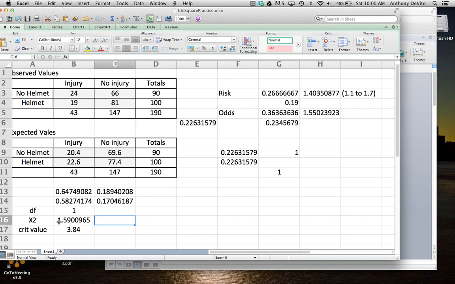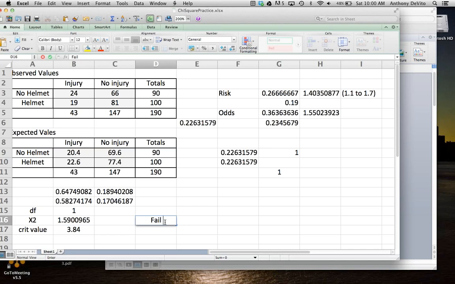So what this is telling me is that if I were to draw my chi-square distribution, I am not far enough out to the right. I don't have a big enough chi-square value to say that the chances of there being no difference between these two tables and getting a value that high is less than 5%. I'm not far enough out there to say that. So in this particular case, I fail to reject my null hypothesis.